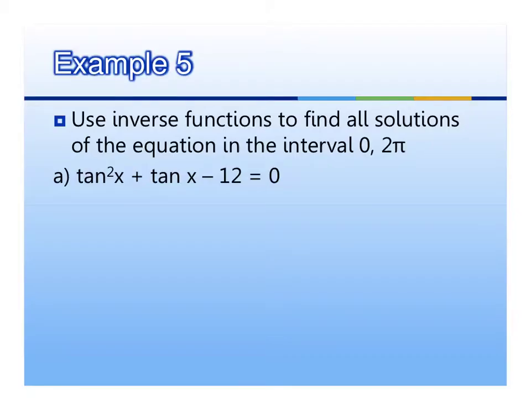All right, I'm reversing examples 5 and 4 on purpose. So let's take a look at example 5. It says use inverse functions to find all solutions of the equation in the interval from 0 to 2 pi. All right, so we're going to use inverse functions. So that means in context here, it's going to be arctan, right? Remember that? And we're on the interval from 0 to 2 pi.